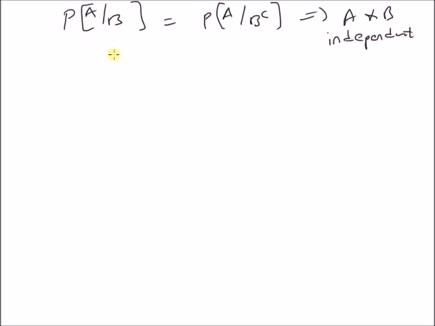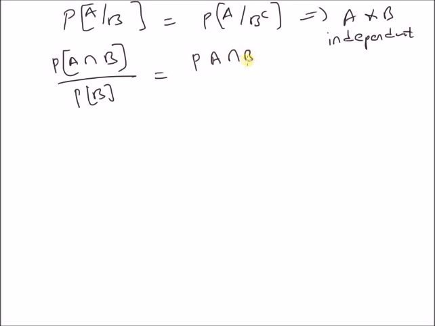So let us prove this theorem. Given that the conditional probability of A given B is equal to the probability of A given B complement, we can use the definitions of conditional probability and proceed as follows. That is, probability of A intersection B divided by probability of B. So this is the definition of conditional probability. And then using this similar definition, we have probability of A intersection B complement divided by probability of B complement.